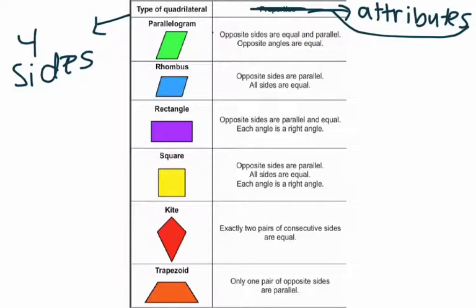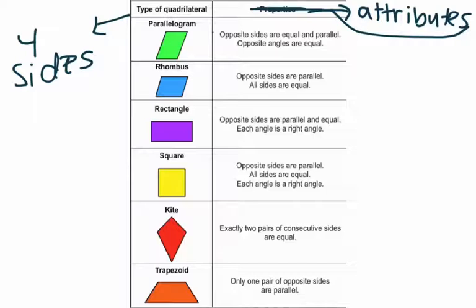A rhombus. Opposite sides are parallel. So this side, the opposite side is that side. So that means the lines never touch. Same with this one. Opposite, they never touch. But what makes a rhombus different from a parallelogram is that all sides have to be equal.